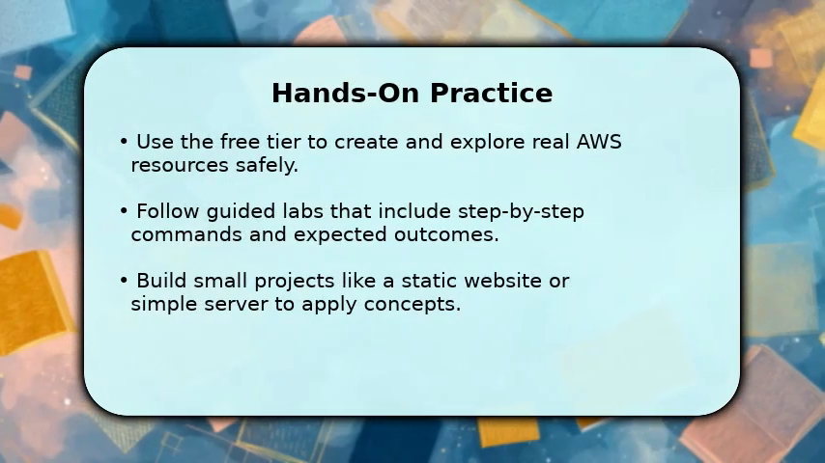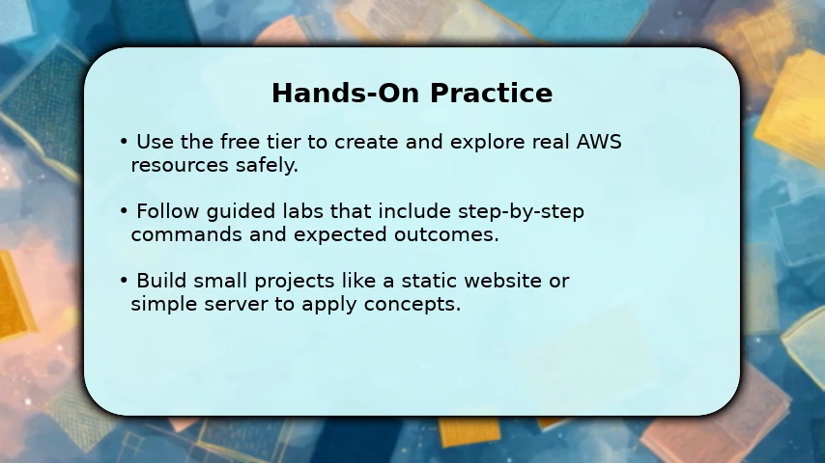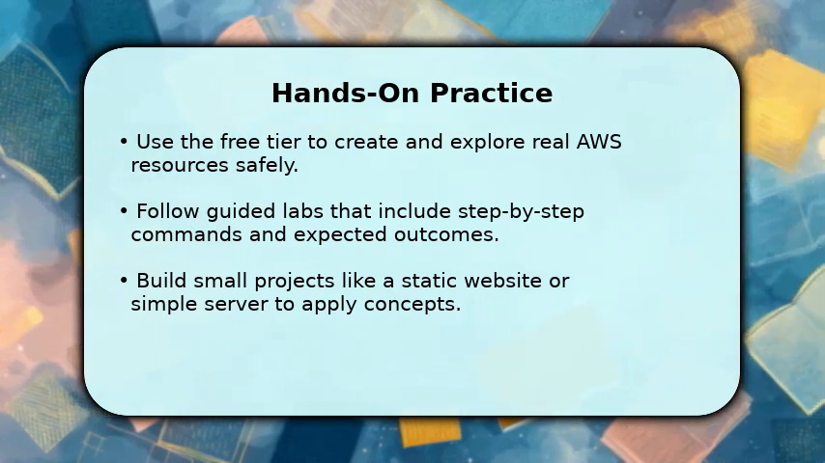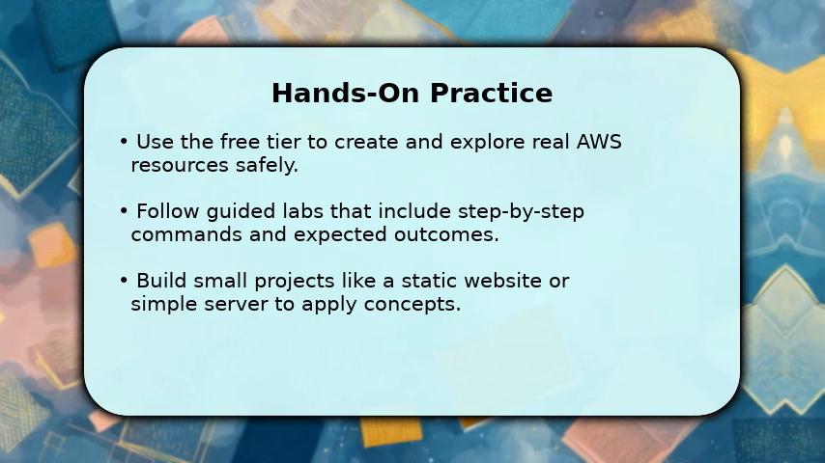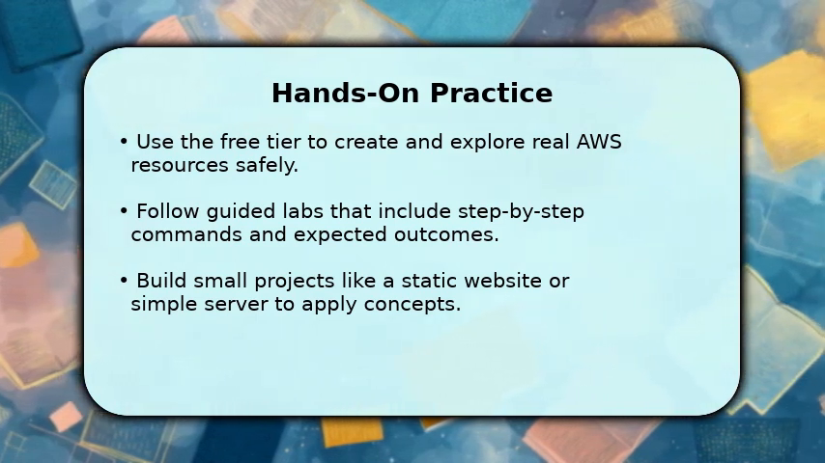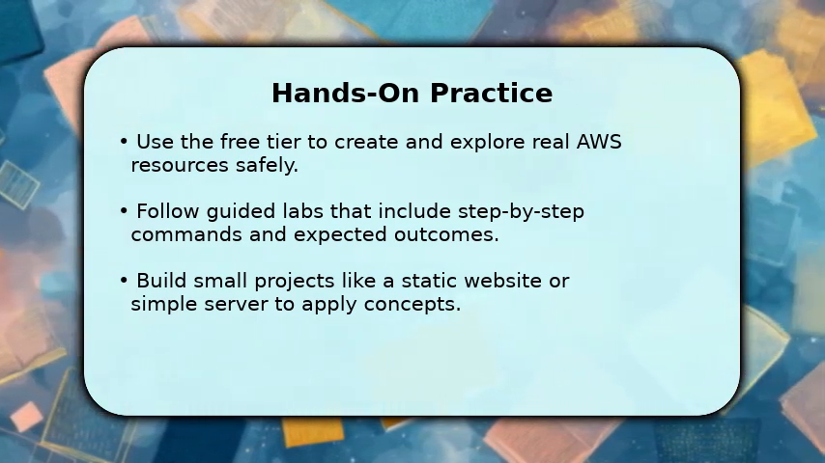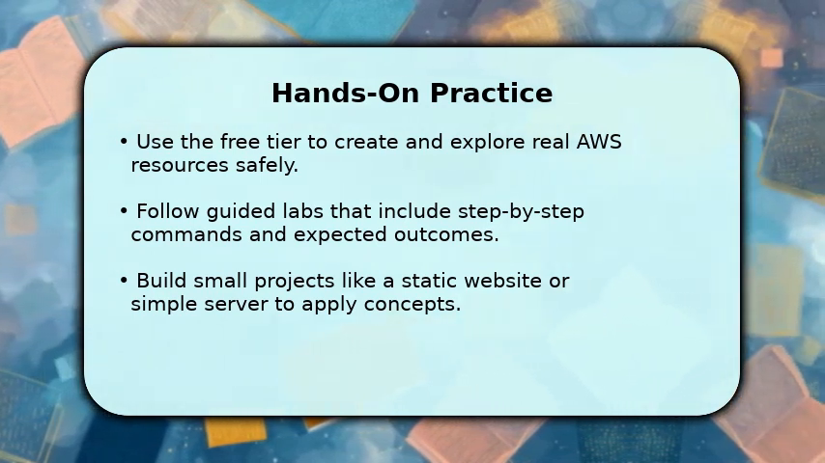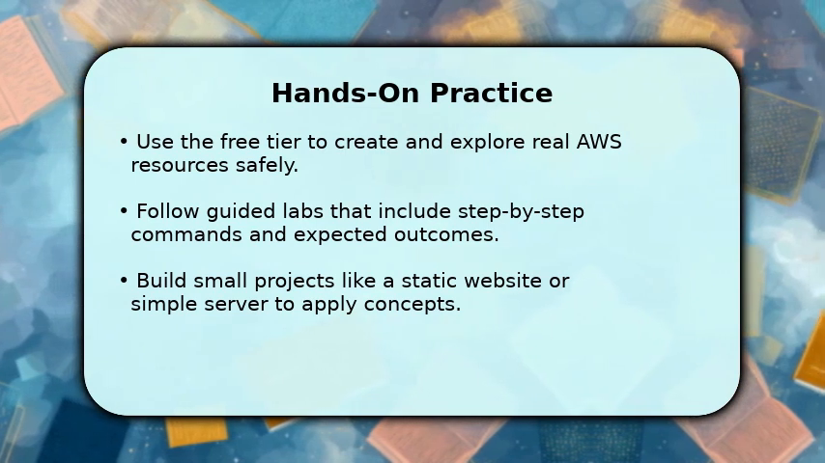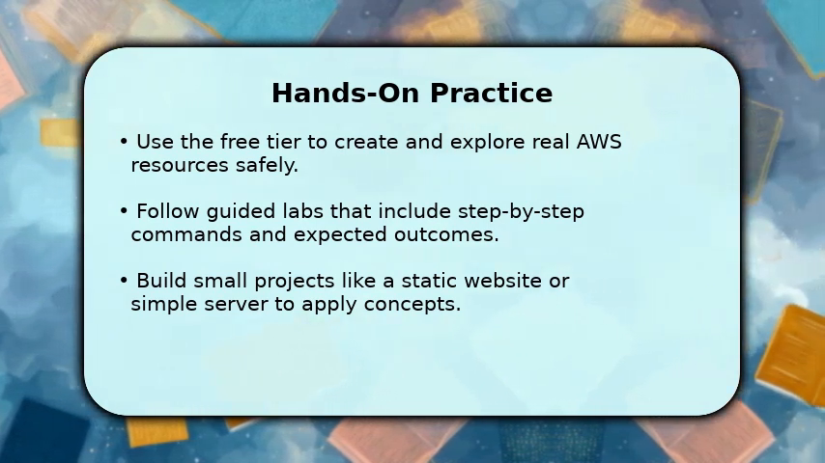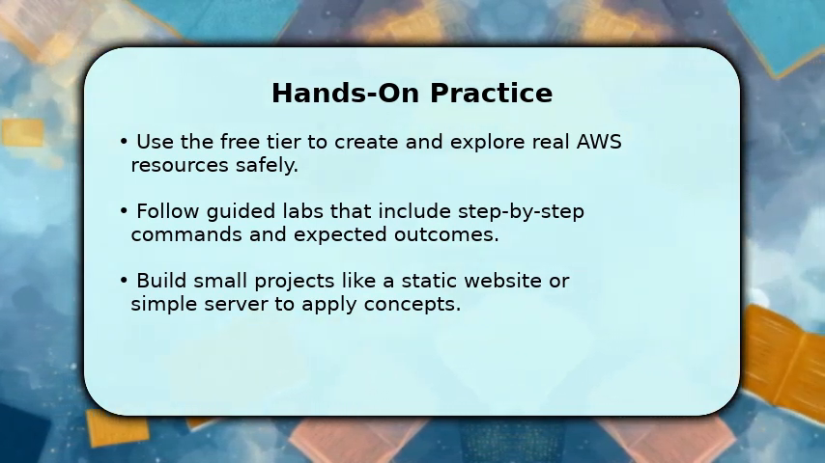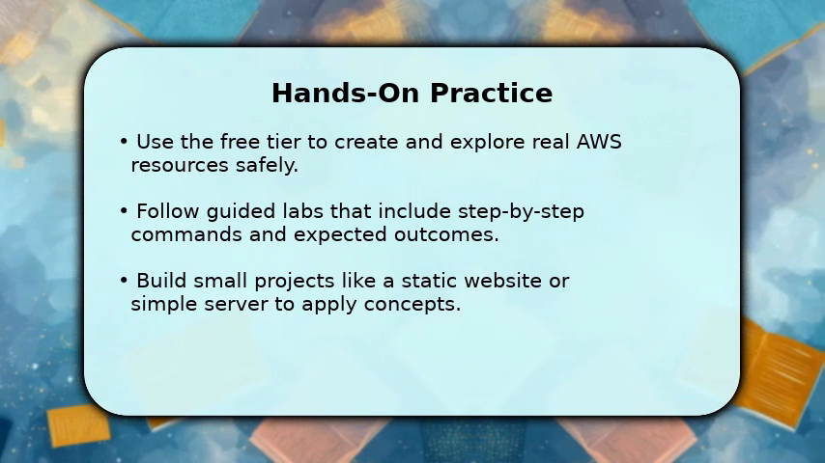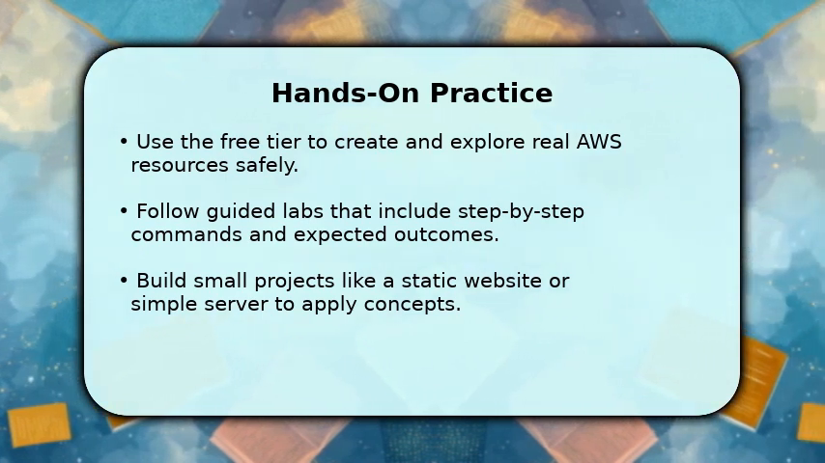Use the AWS free tier to experiment with services and build confidence through doing. Start small by launching an EC2 instance or hosting a static site on S3, and then connect services to see how they interact. Treat each lab as a mini project with a clear goal, document steps, and save notes for troubleshooting later. This practical approach fast-tracks understanding and keeps learning engaging.